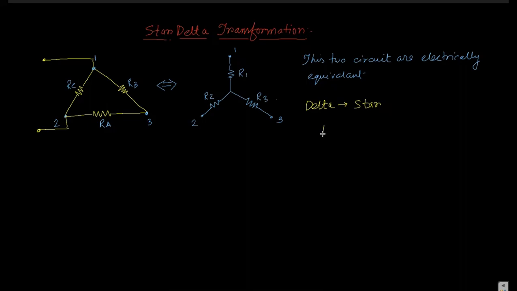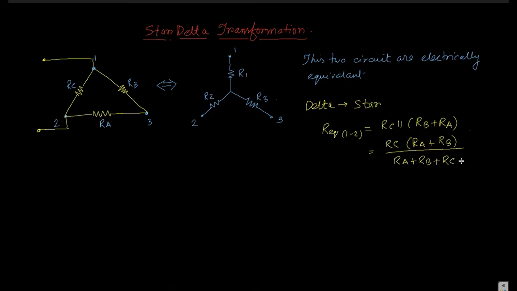So R equivalent for terminals 1 and 2 is RC parallel to RA plus RB, that is RC times RA plus RB, divided by RA plus RB plus RC. Is it? You know this?